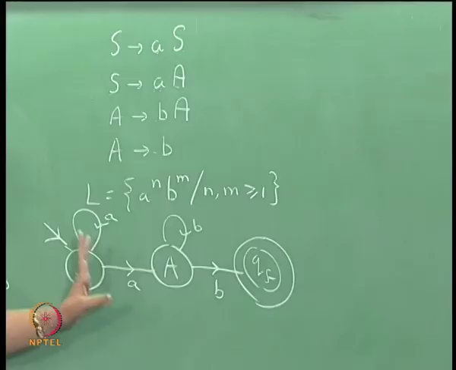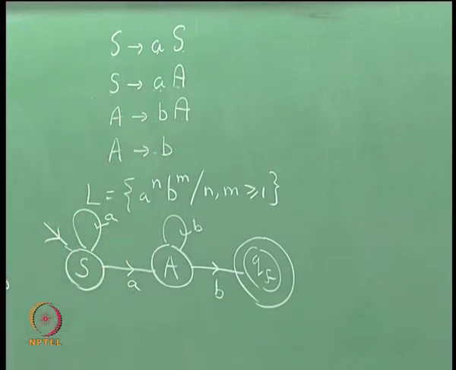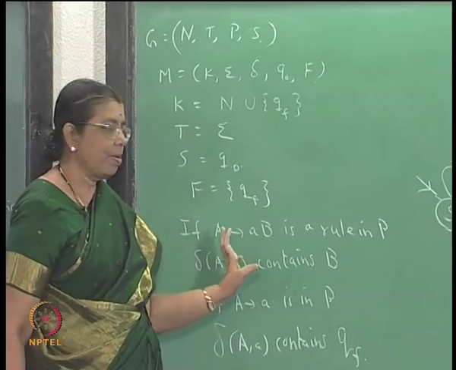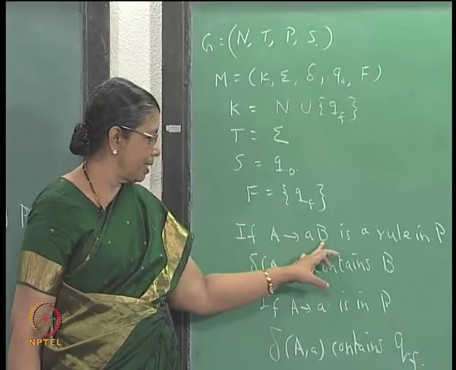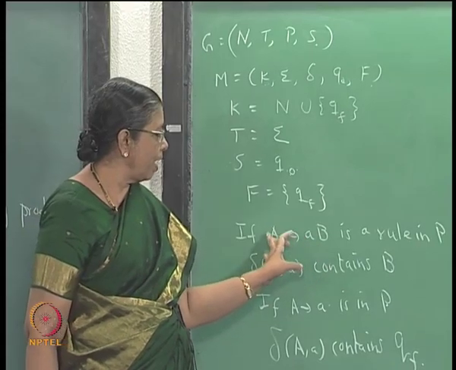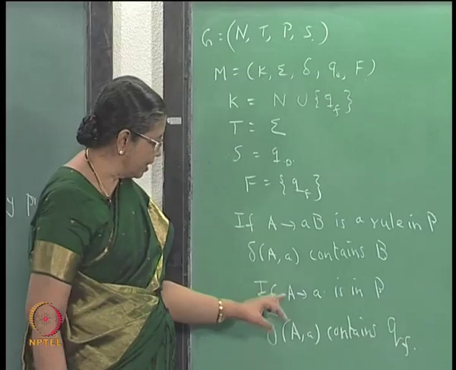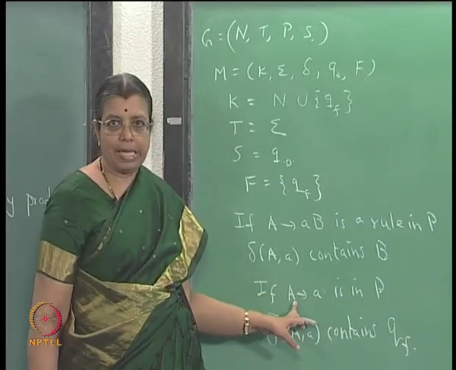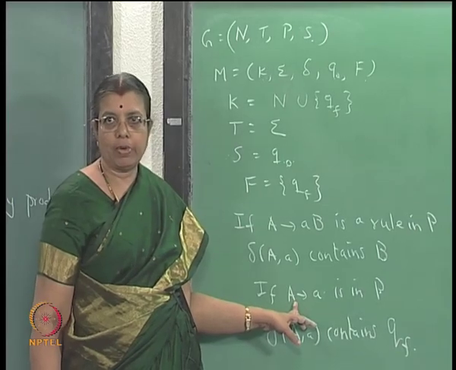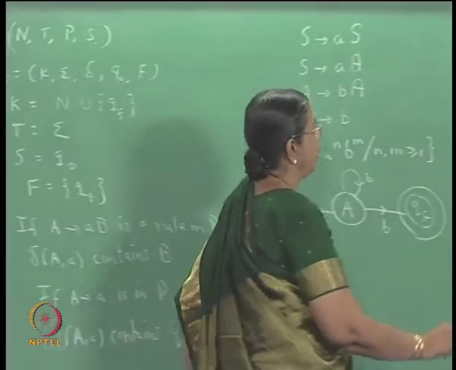If you have a rule of the form A goes to AB, draw an arc with label A from A to B. A will be represented as a state, capital B will be represented as a state. Then there will be an arc with label small a from A to B, that is all. And if it is a terminal rule, there will be an arc with label small a from A to a final state, that is only one final state QF, that is all. Okay. Let us consider one more example.